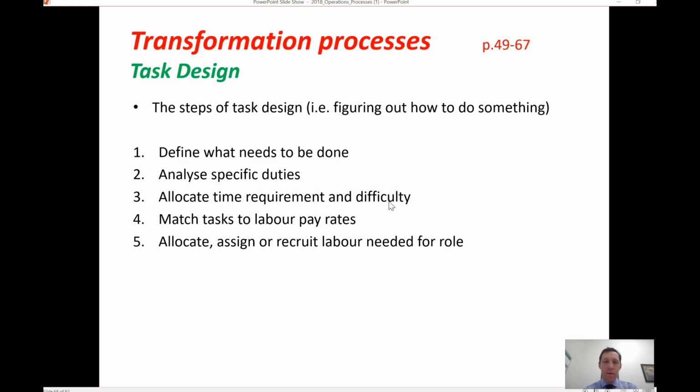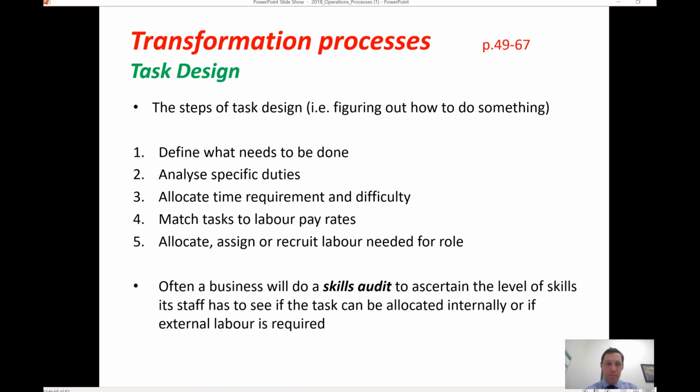So this is your task. Every day you'll spend 2 hours doing this, or 10 minutes doing this, or half an hour, whatever it is, and this is a challenging part of your role. Then match that particular task to the labour pay rate. We're hiring you as an accountant and this is what we're going to pay you. And then assign or recruit the labour that's needed for that role. It might be assigning someone internally, or recruiting: this is the role and we need to recruit for that. But task design is really about making sure that workers know what their role is, and that makes the overall transformation process more efficient.